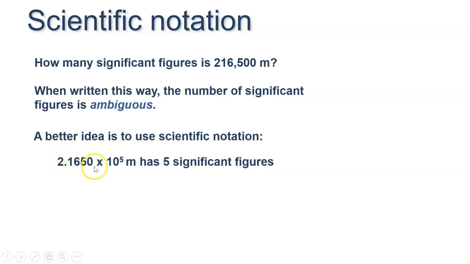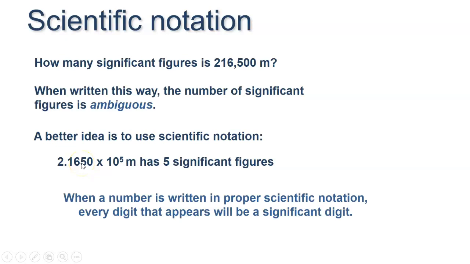2.165, we will include that zero. And anything that is written this way counts as a significant figure. You do not count the times 10 to the fifth, that's just a placeholder. But instead, this shows you that I can count all of these as significant figures. So when a number is written in proper scientific notation, every digit that appears will be a significant digit.